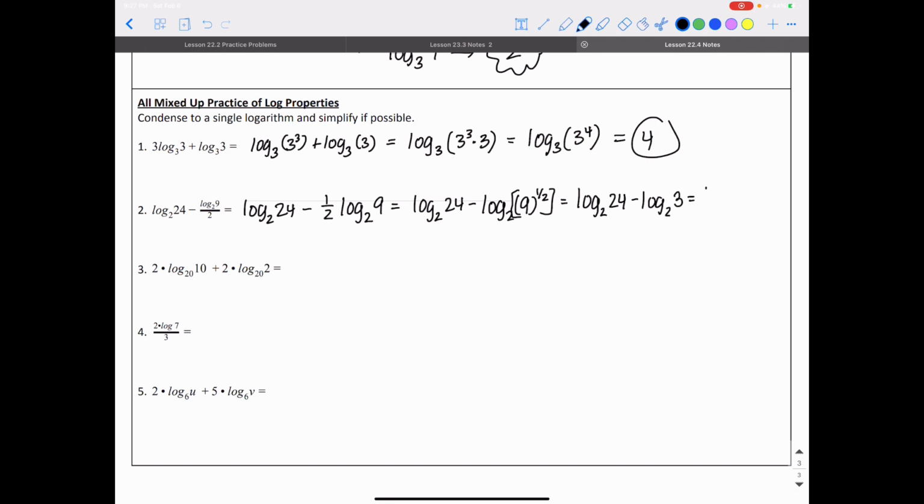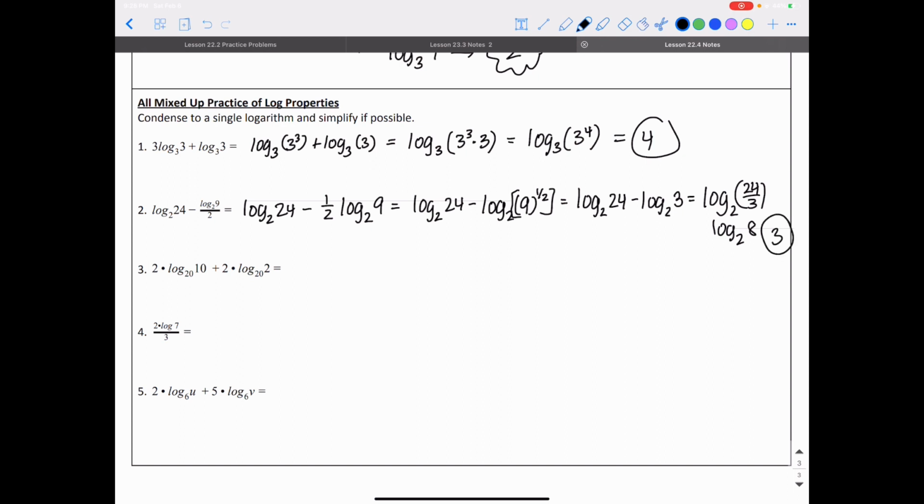Now I can combine these. They have the same base, by division because there's subtraction in between. So I have log base 2 of 24 divided by 3. That's log base 2 of 8. 2 to the what power gives me 8? That's 3. So my answer is 3.